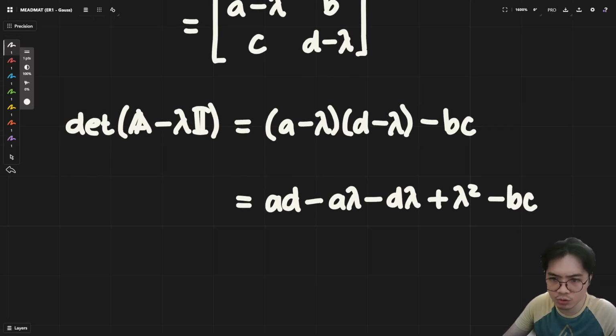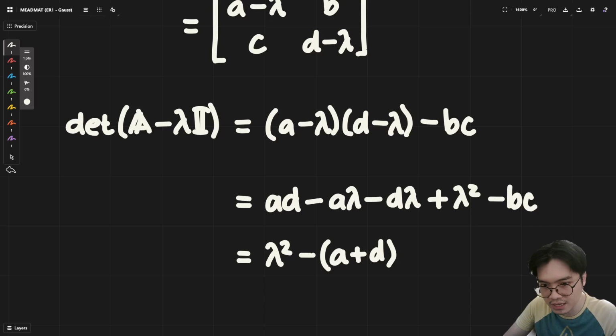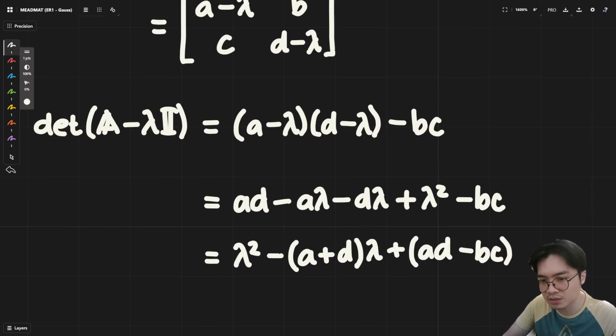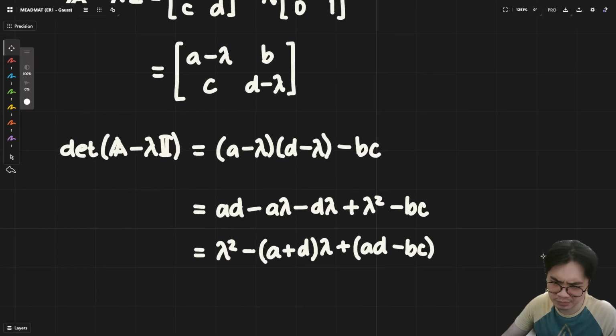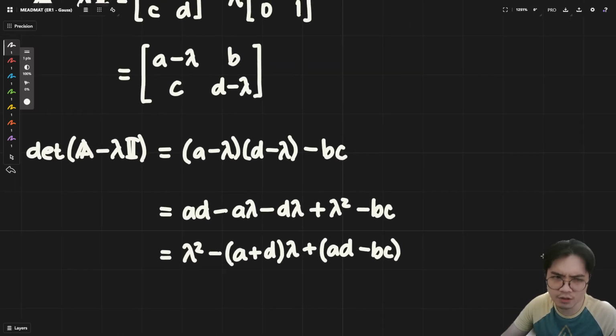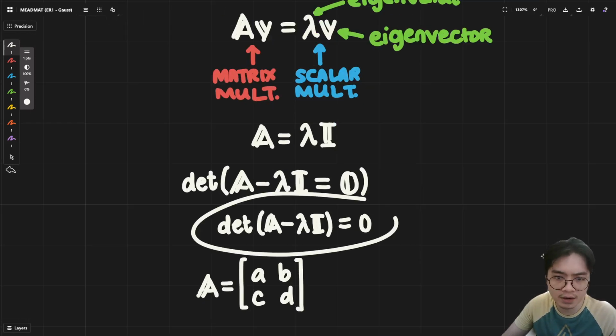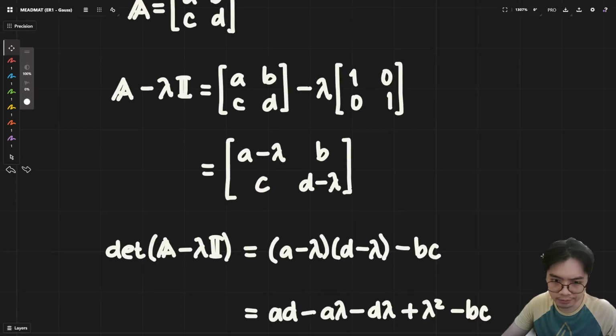If I rearrange this, I'm going to put lambda squared first. Both of these terms have a negative lambda, so I will group them out and pick out the A plus D times lambda. Then I will group all of the constants, AD minus BC. And of course, all of this should be equal to 0. That was our agreed upon rule from earlier.